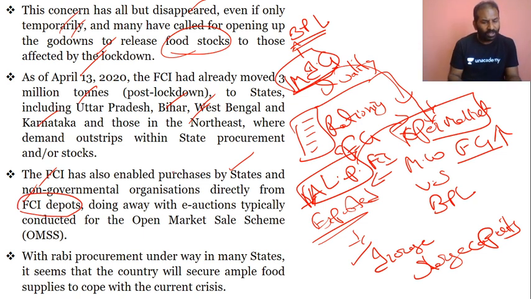So you were asking about the liquidation policy of FCI. This is also one of it, Pratham. FCI has enabled purchases by the states and non-governmental organizations directly from the FCI depots during the e-auction typically conducted for the open market sale scheme. So I think, Pratham, you are getting it.